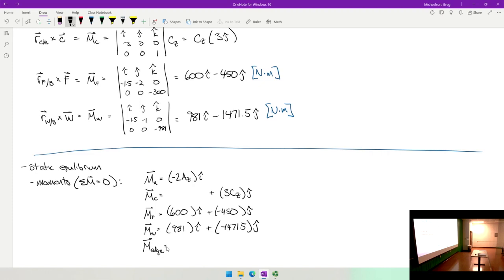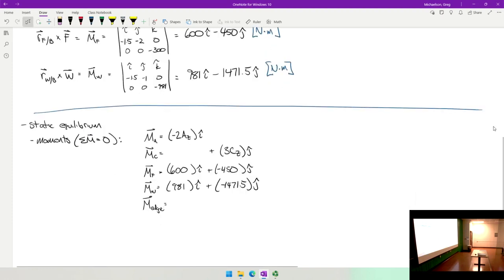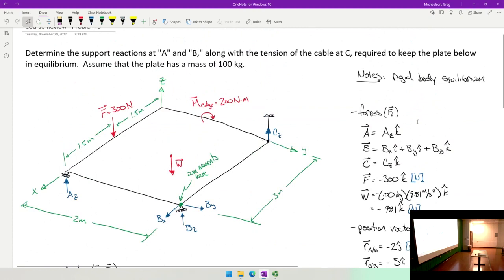And now I'm going to deal with this edge moment. But the problem is I haven't developed an edge vector yet. So how do I do that? Well, let's go back to the problem. What I am saying is that I have a 200 Newton meter edge moment applied on the edge of this plate. And notice the direction in which it's going.